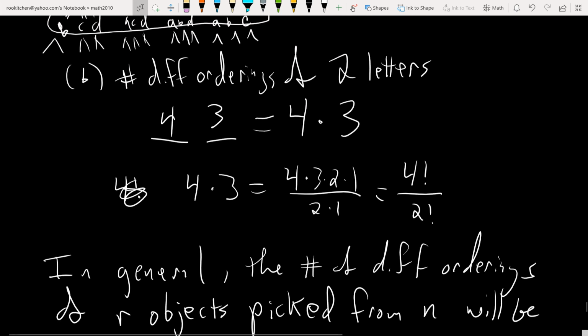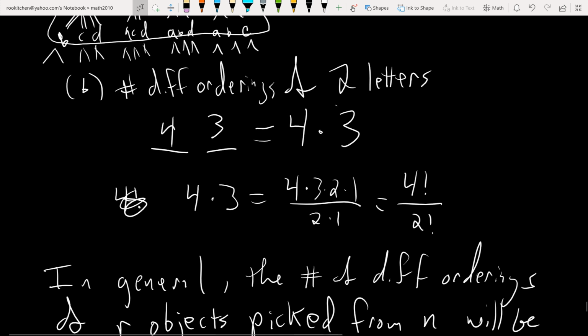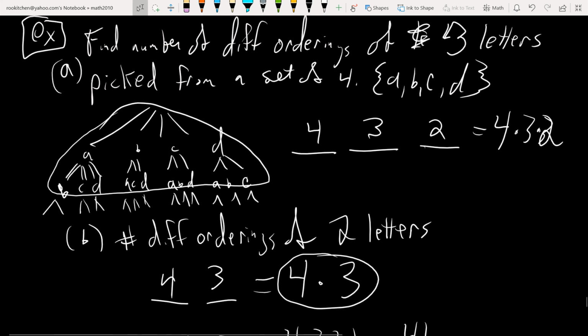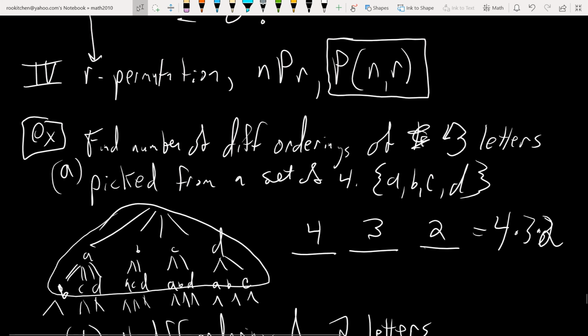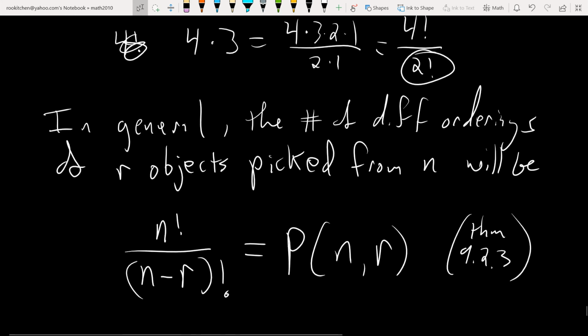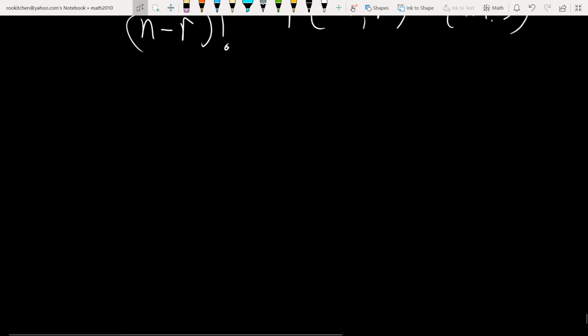So it's a factorial, but then you're dividing out by the 2 factorial, which is just 4 minus 2. In this case, it's 4 minus 3. So it'd be 4 factorial all over 4 minus 3 factorial, which is 4 factorial all over 1 factorial, which is just 4 times 3 times 2. Okay, so let's see if we can apply this to some problems.